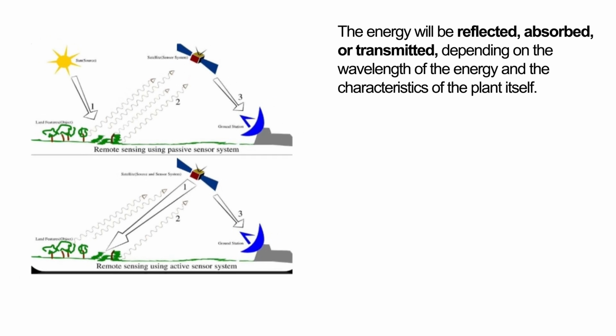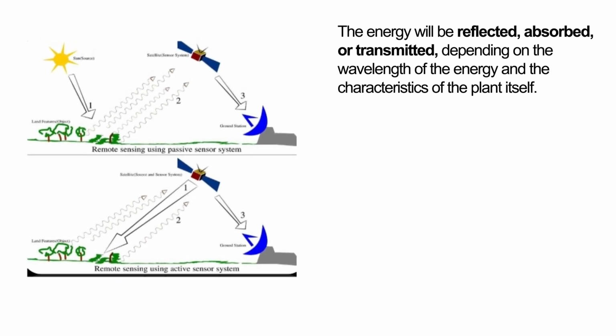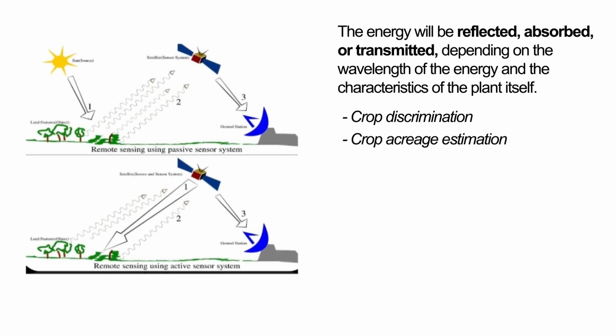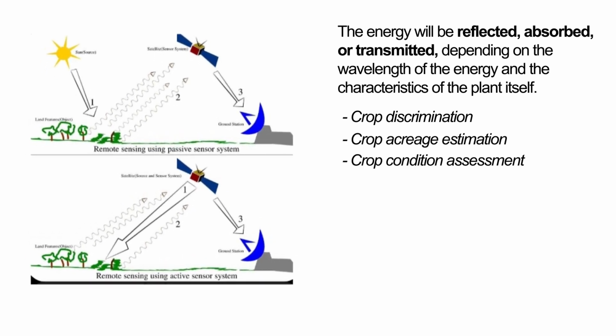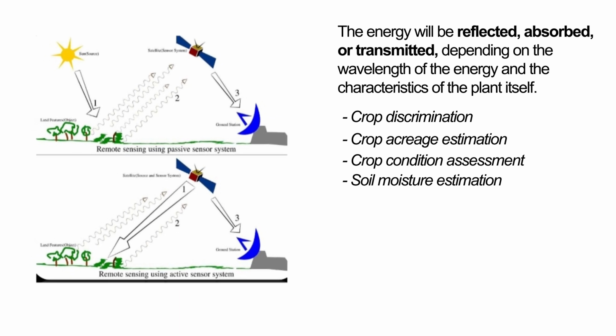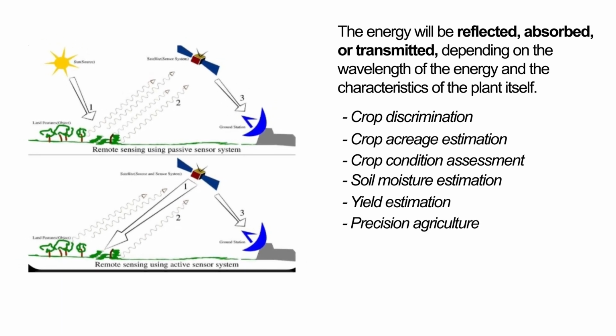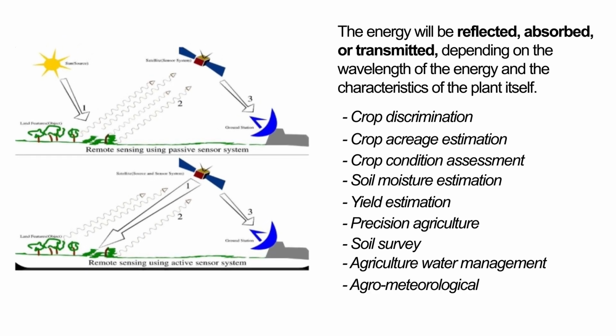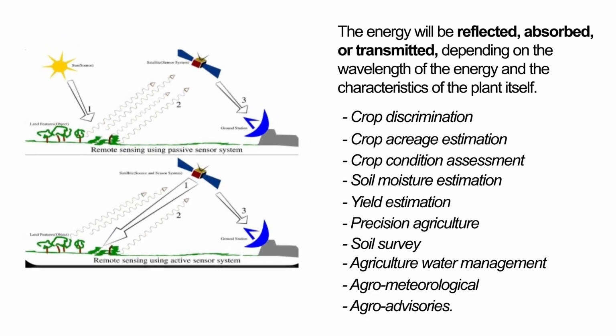During the last 2 decades, remote sensing techniques have been applied to explore agricultural applications such as crop discrimination, crop acreage estimation, crop condition assessment, soil moisture estimation, yield estimation, precision agriculture, soil survey, agriculture water management, agro-meteorological, and agro-advisories.